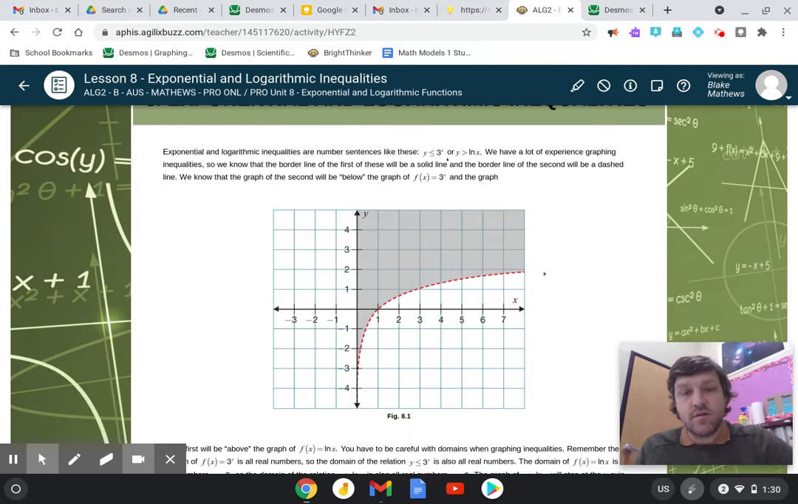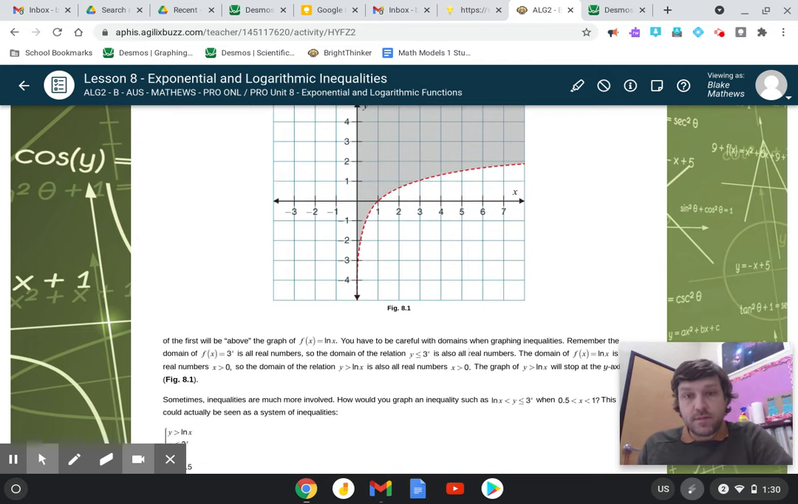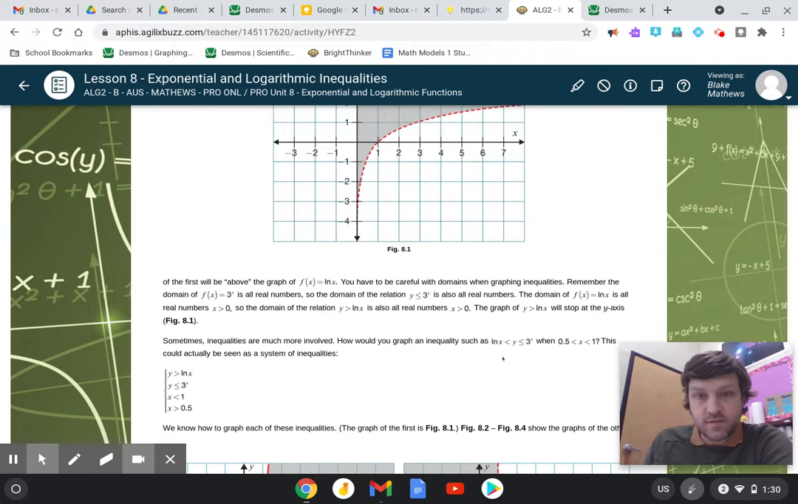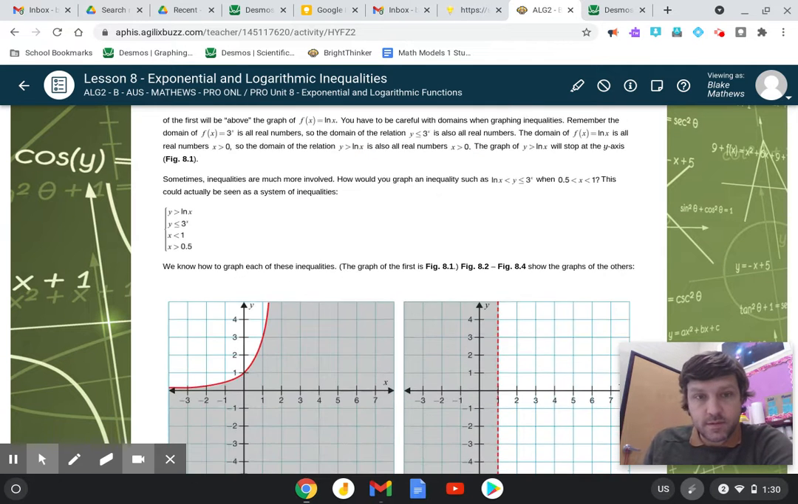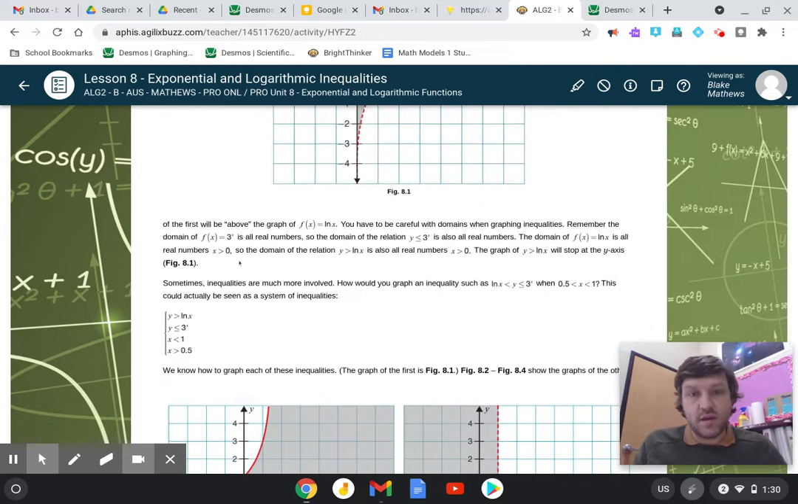Here it is. Okay, they want us to graph a system of inequalities.